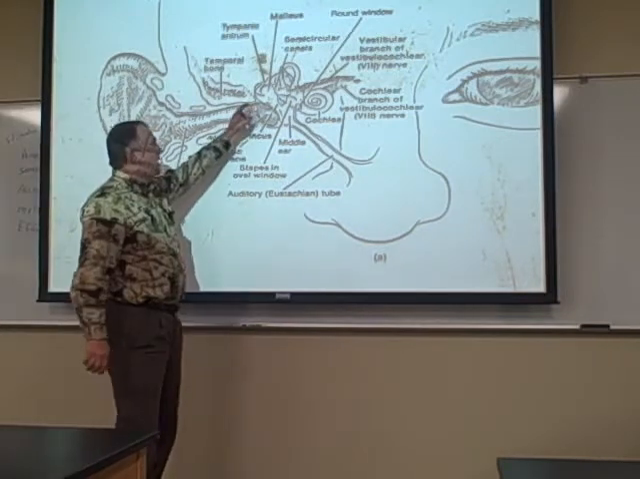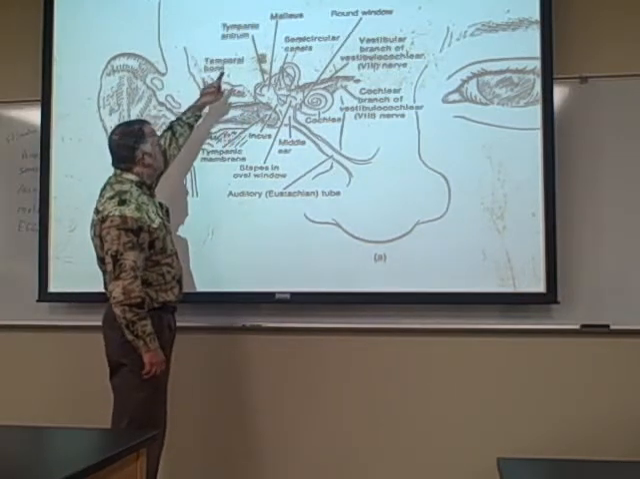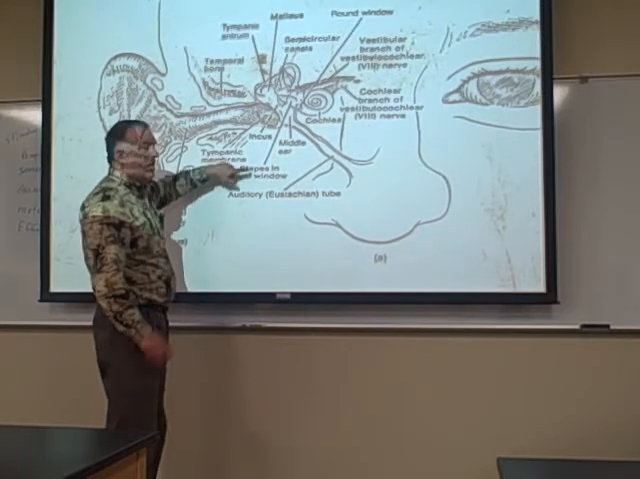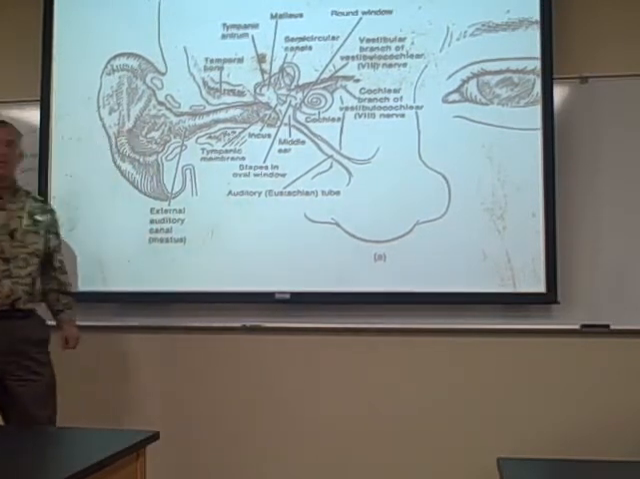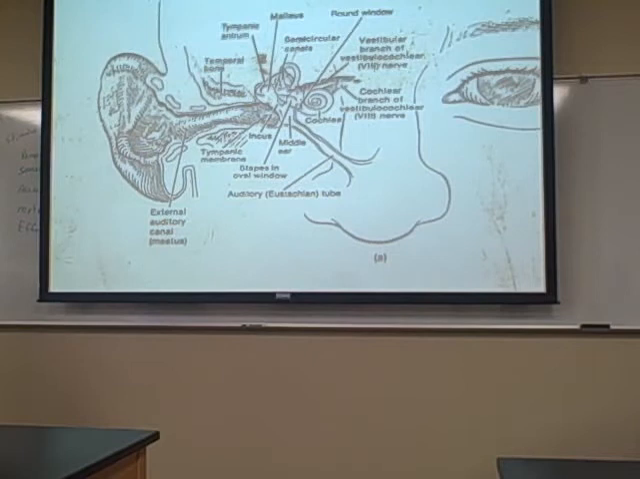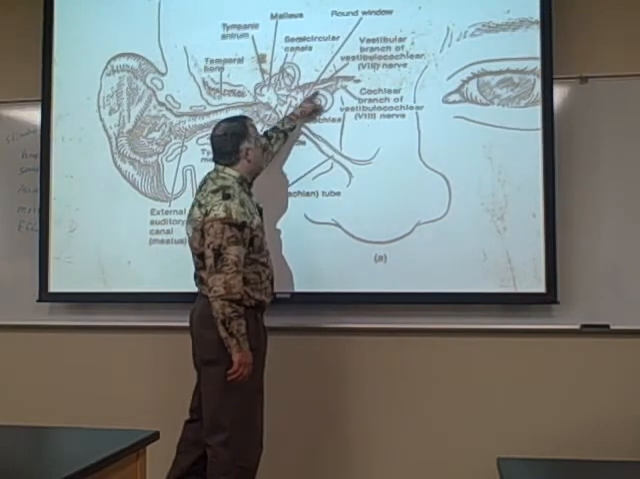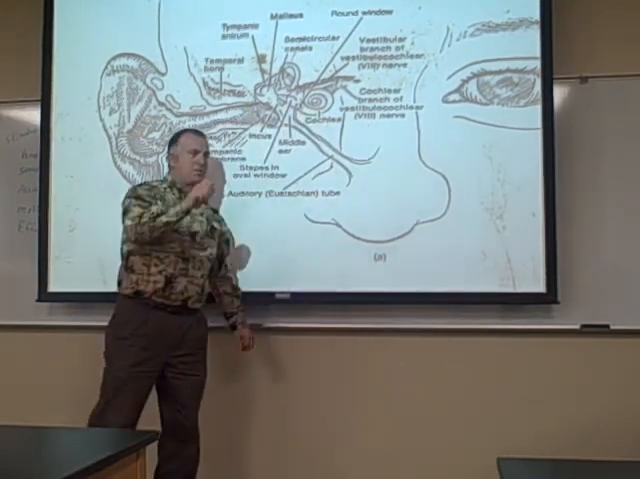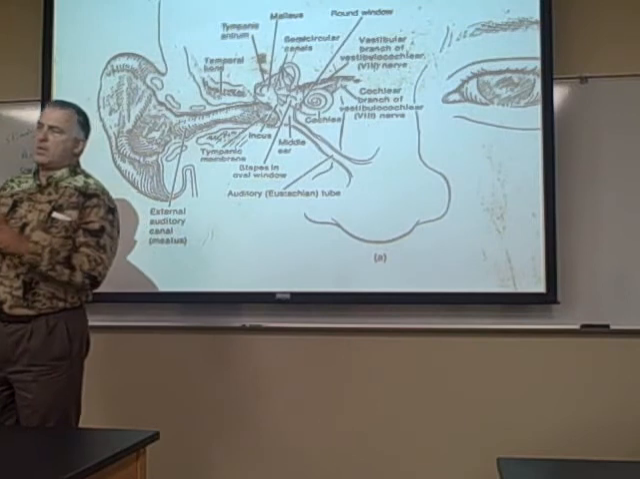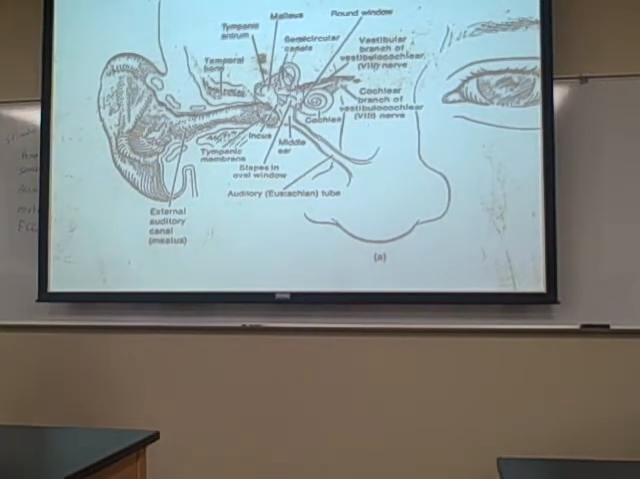And it directs sound to the ossicles. The ossicles are the malleus, incus, and stapes. Hammer, anvil, and stirrup in that order. And their purpose is to amplify sound. It amplifies it even more. So the stapes is connected to the oval window, which enters into the cochlea. The cochlea is where your sound receptors are found. Those sound receptors are called organs of Corti.